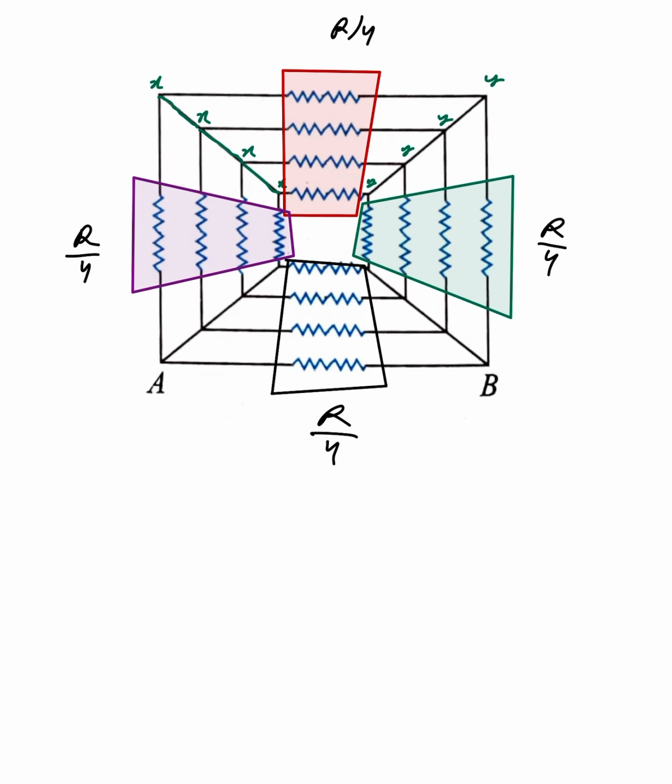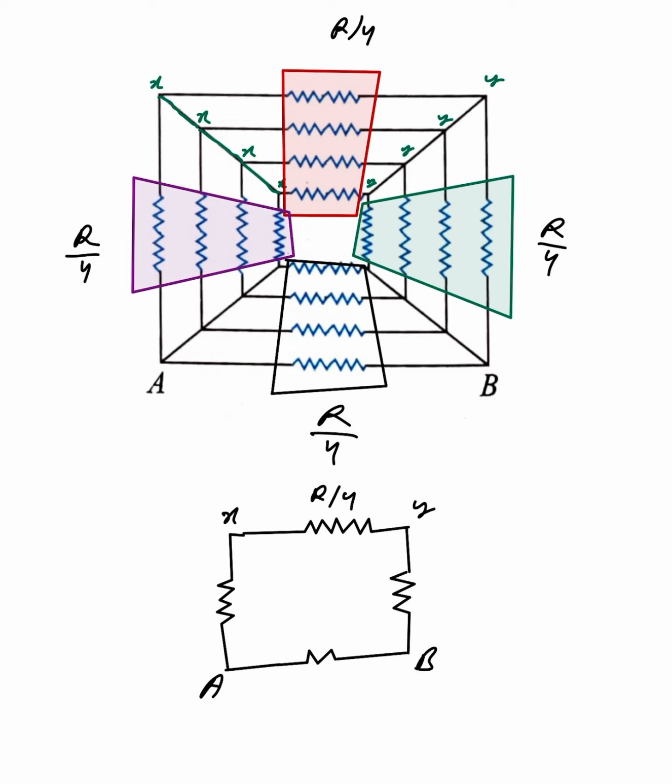Clear or not? After that, if you see very carefully, connect here. Here is A, here is B, here X, here Y. Okay, so the equivalent resistance between X and Y is R by 4, X and A is R by 4, A and B is R by 4, and Y and B is R by 4. Clear or not?